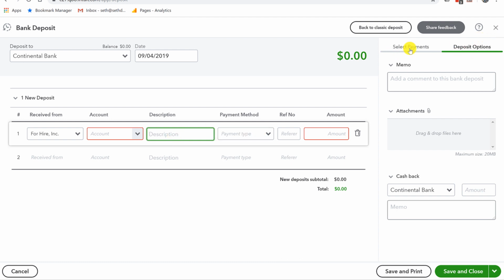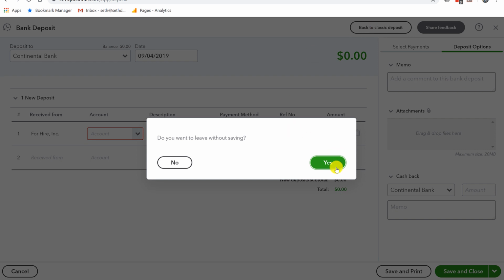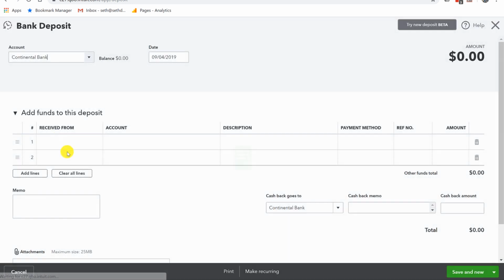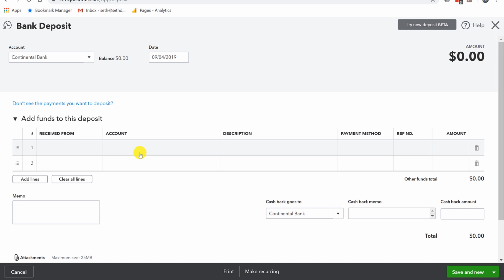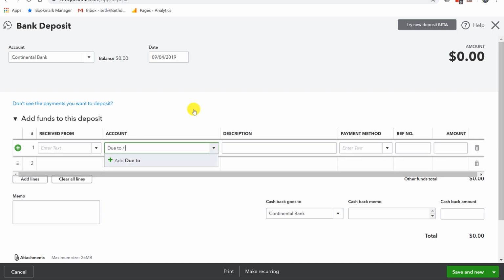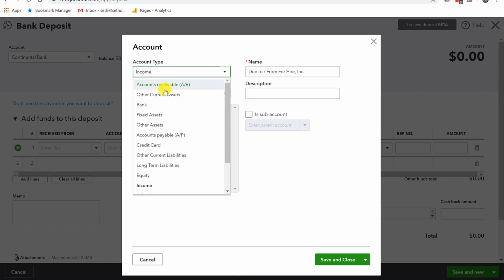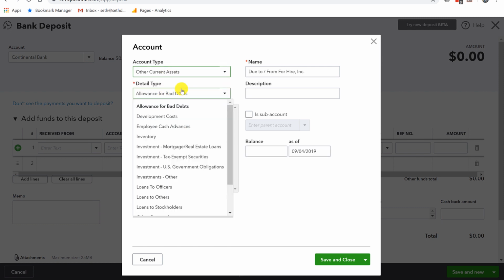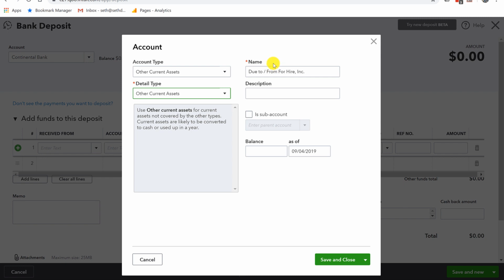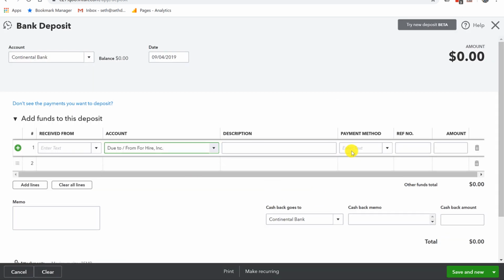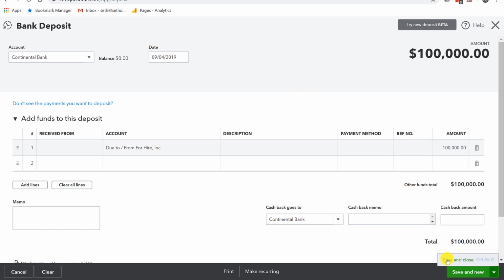Back to classic deposit. Let's do that. So we're back to classic deposits, and now we're going to be able to go due to/from For Hire Inc. So here we get to add it. Again, it's going to be other current asset. I misclicked there. Other current asset. That is good. Save and close, and the amount is $100,000. Okay, and save and close.